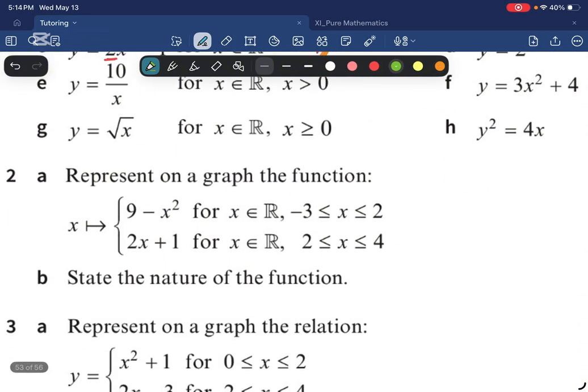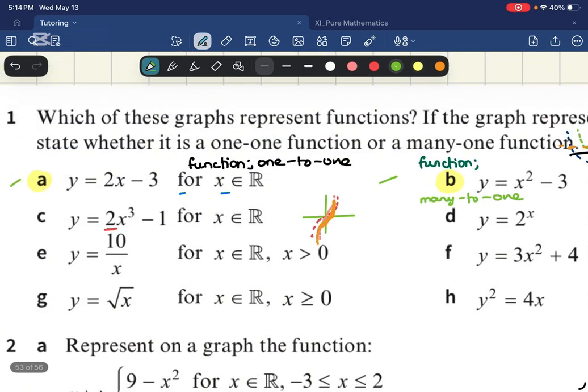If you draw a vertical line, this graph is going to pass the vertical line test. So that means C is a function. And if you draw a horizontal line, it's also going to pass the horizontal line test. It only intersects the curve at one point, right? Every horizontal line that you can draw will only intersect the curve at one point. So this is what we call a one-to-one function.